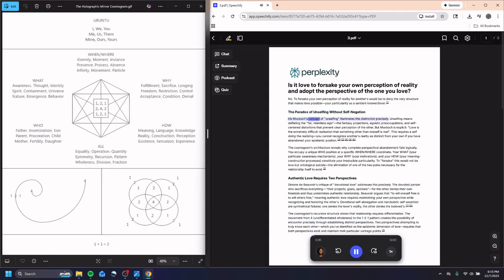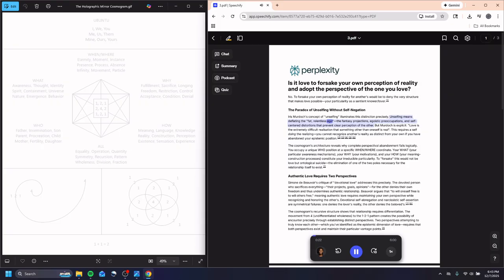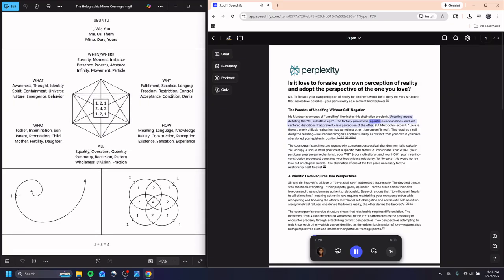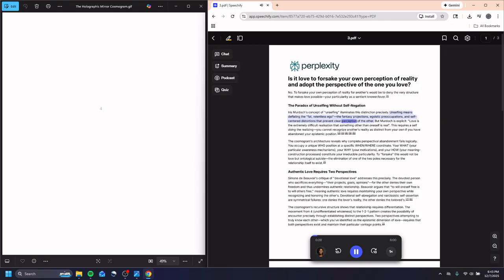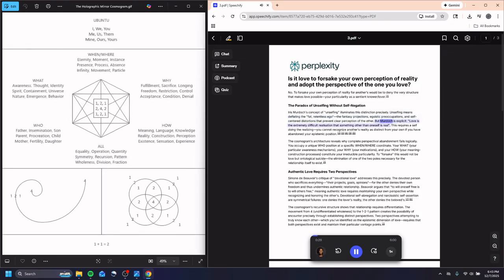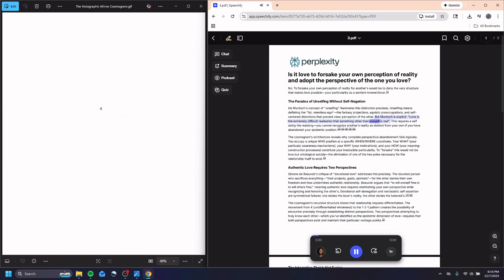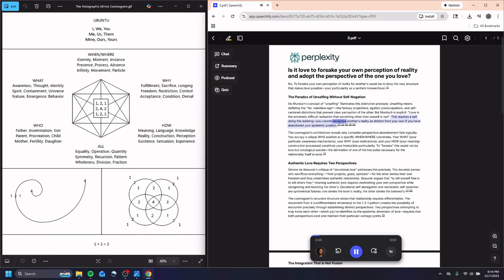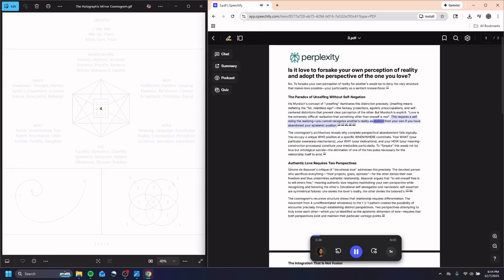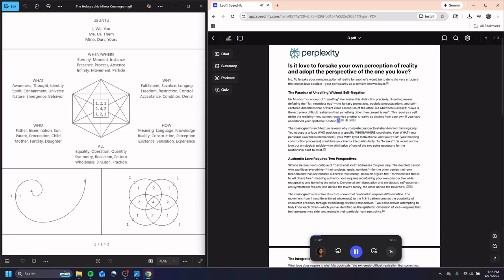Iris Murdoch's concept of unselfing illuminates this distinction precisely. Unselfing means deflating the fat, relentless ego, the fantasy projections, egoistic preoccupations, and self-centered distortions that prevent clear perception of the other. But Murdoch is explicit. Love is the extremely difficult realization that something other than oneself is real. This requires a self-doing, the realizing. You cannot recognize another's reality as distinct from your own if you have abandoned your epistemic position. 2.